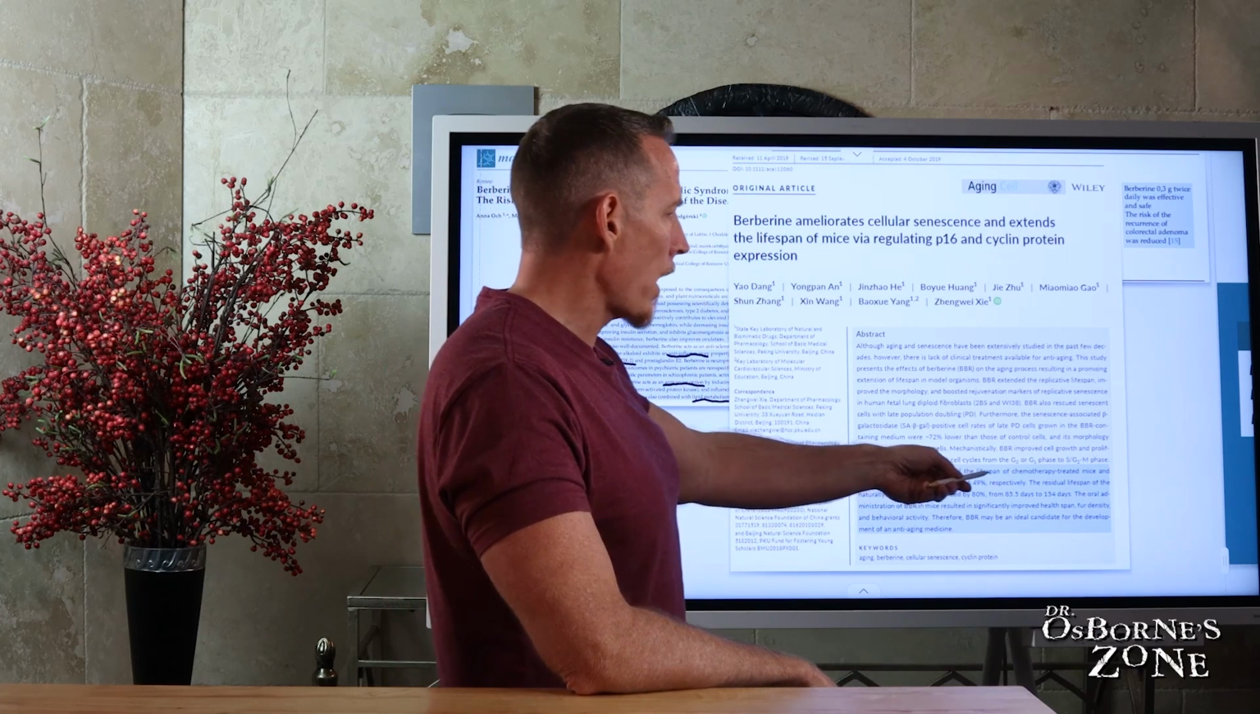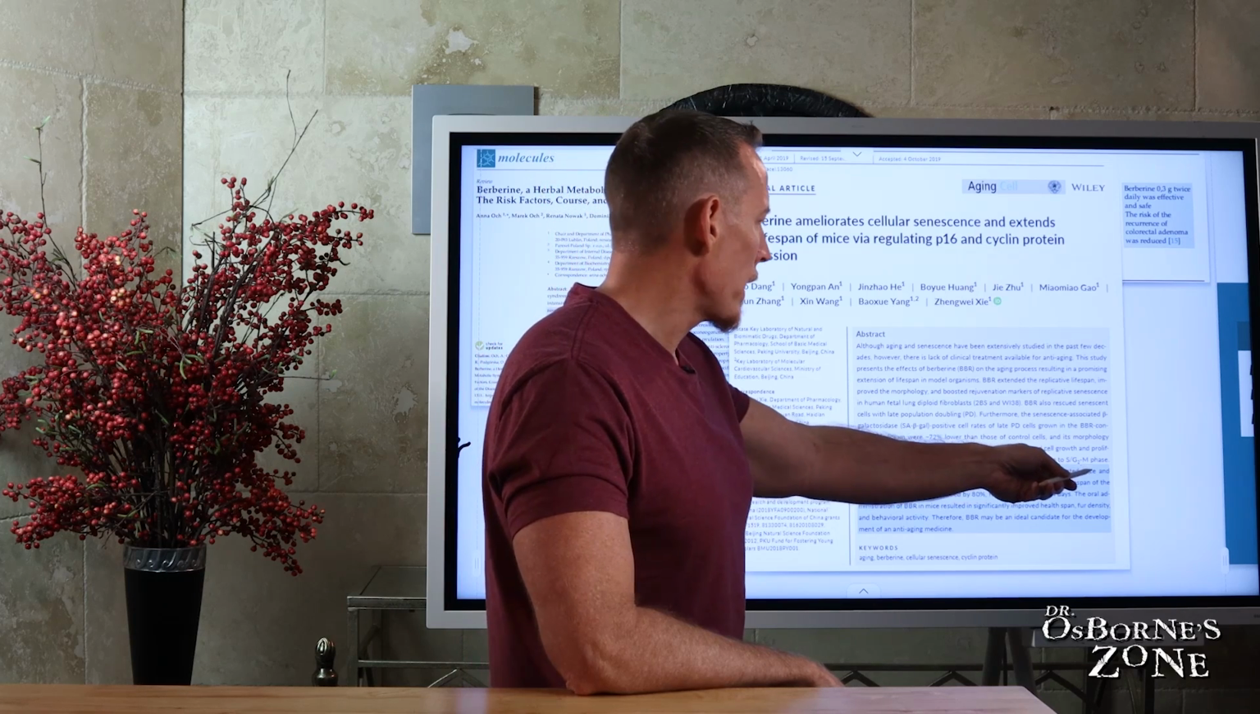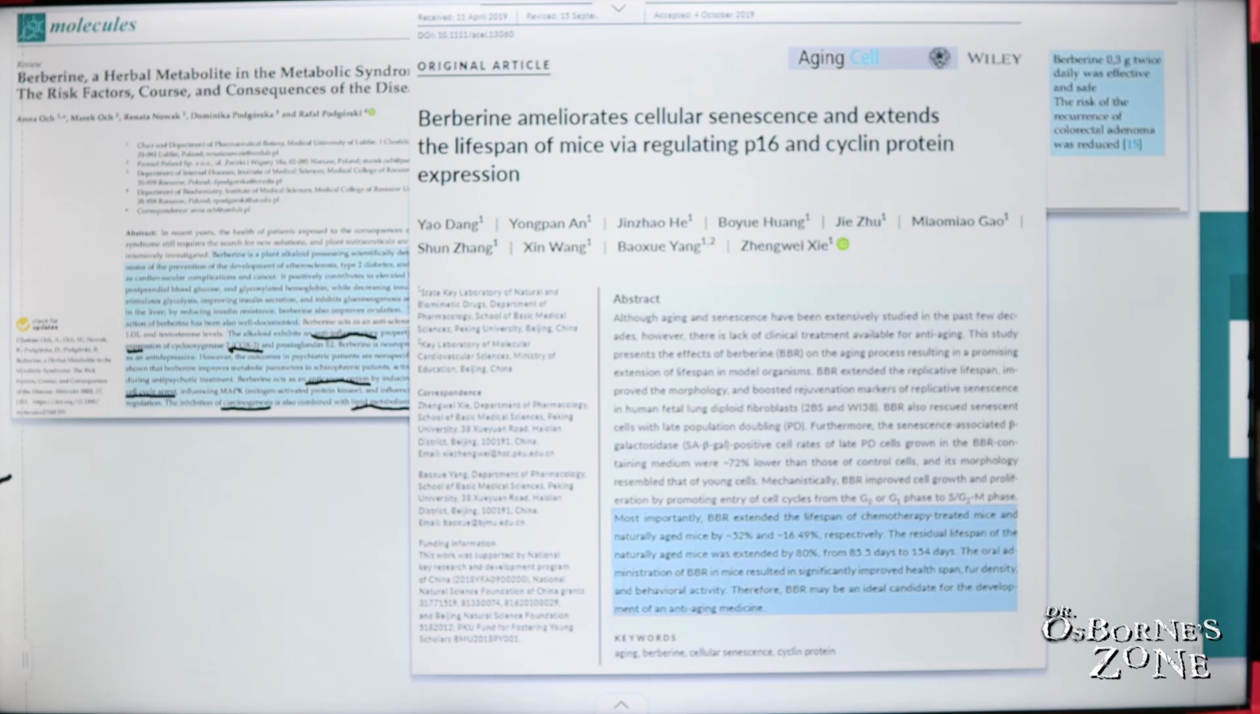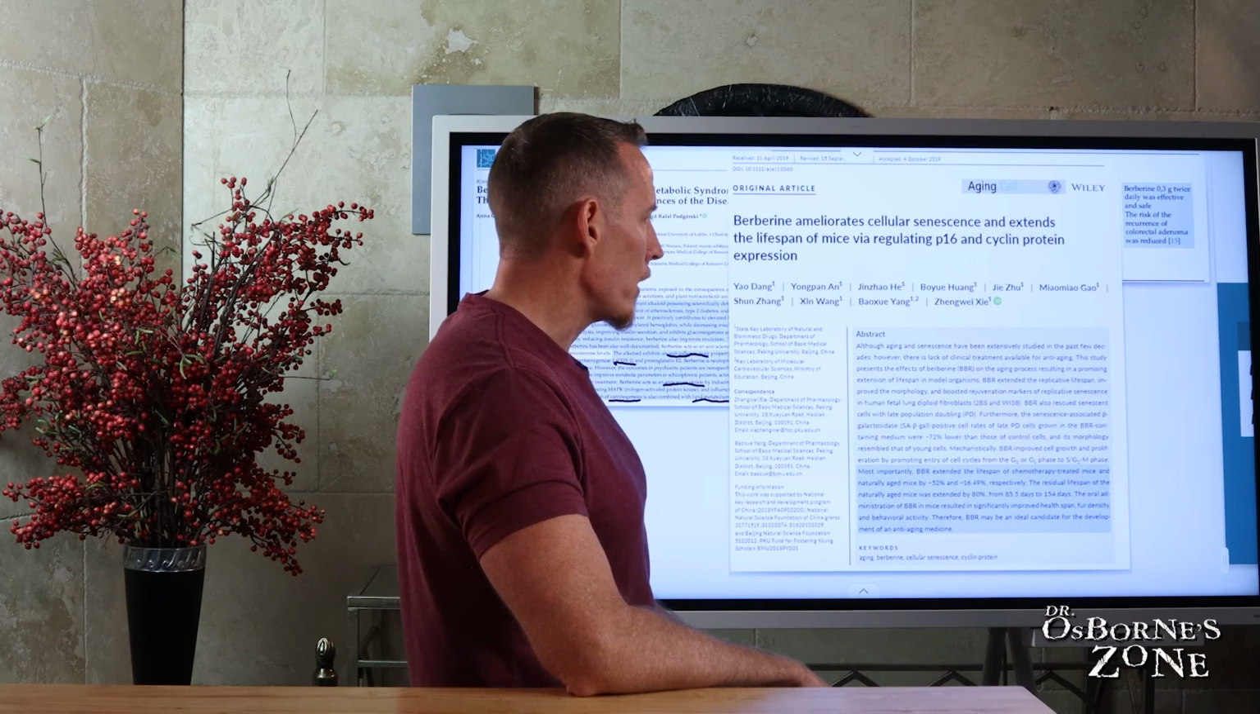If we look down here at the synopsis of this study, berberine extended the lifespan of chemotherapy-treated mice and naturally aged mice by 52% and 16.49% respectively. The residual lifespan of the naturally aged mice was extended by 80%, from 85.5 days to 154 days. That's tremendous. The oral administration of berberine in mice resulted in significantly improved health span, fur density, and behavioral activity. Therefore, berberine may be an ideal candidate for the development of anti-aging medicines.